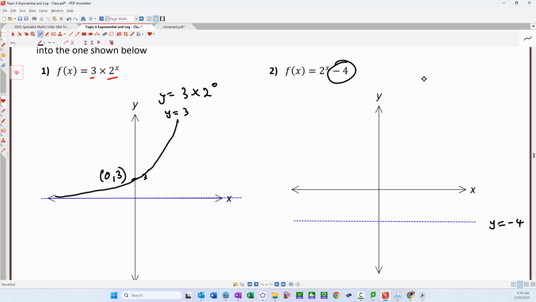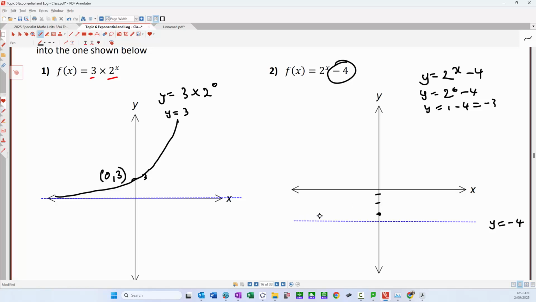But if you're not sure, just do this. 2 to the x, take 4, and y-intercept occurs when x is equal to 0. So we're going to go 2 to the 0, take away 4, 1 take away 4, -3. So here's -3, -2, -1. Okay, so y-intercept is there.